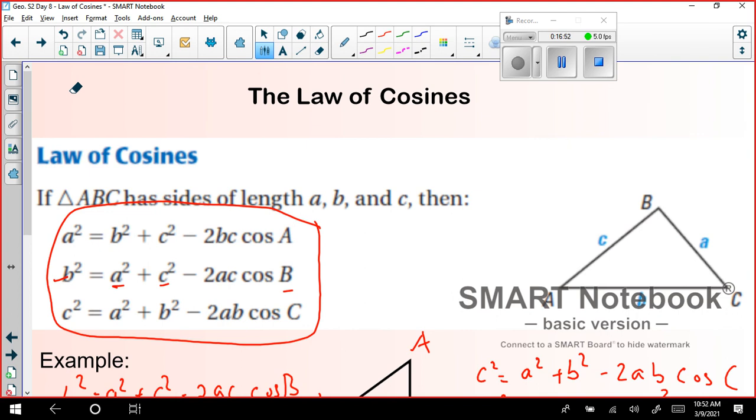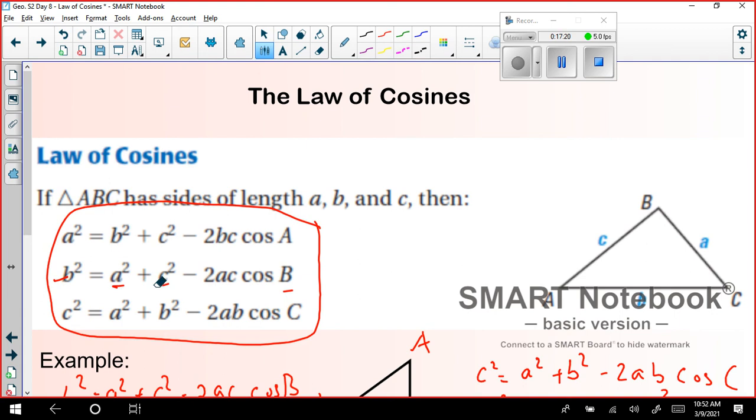You've got to memorize these laws of cosines. The law of cosines says that a square equals b square plus c square minus 2bc cos A. You already know that in the case of a right angle, it is just a square equals b square plus c square. But if it is not a right triangle, any other triangle, this will apply: a square equals b square plus c square minus 2bc cos A.